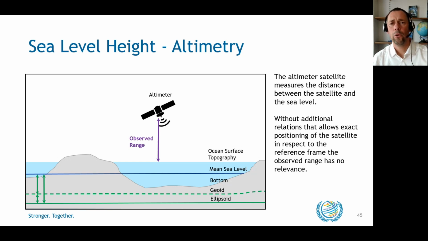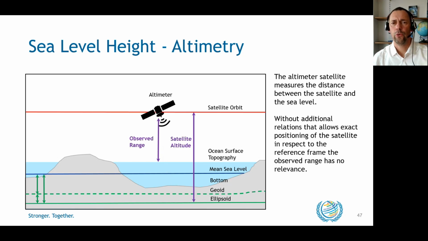Throughout this webinar, we already learned the different reference surfaces and the relation between them. We have to apply them also in this example because without a stable reference, we cannot quantify the sea level and its changes. But still, as we don't know the exact height of the satellite, the measured range between the satellite and the sea level is of no use.